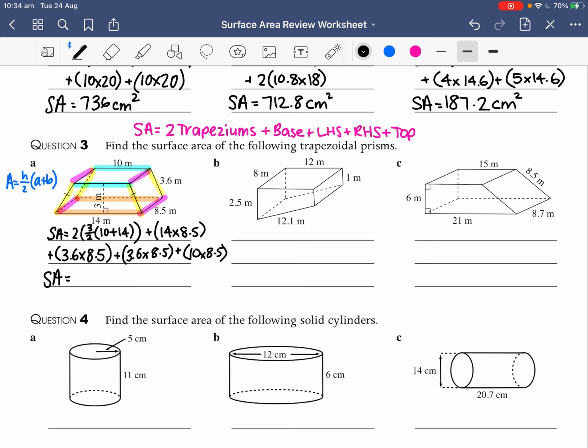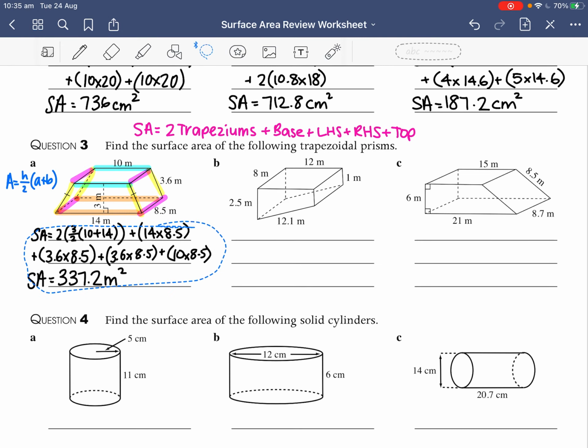So our surface area equals this in our calculator. So 2 bracket 3 on 2 lots of 10 plus 14 plus 14 times 8.5 plus 3.6 times 8.5 plus 3.6 times 8.5 plus 10 times 8.5, which gives us a surface area of 337.2 meters squared.